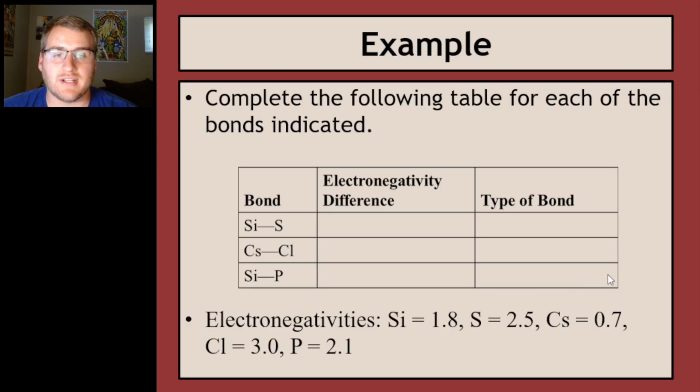So let's do an example here. We want to complete the following table for each of the bonds indicated. So the first one, I have Si and I have S. I'm going to find the difference, and I'm going to write the type of bond based on that information from before. At the bottom here, I have the electronegativities for you. There's a couple that I have written down on your notes that you'll need, but these are examples of ones you wouldn't need to know. This would have to be given to you to answer this sort of question.